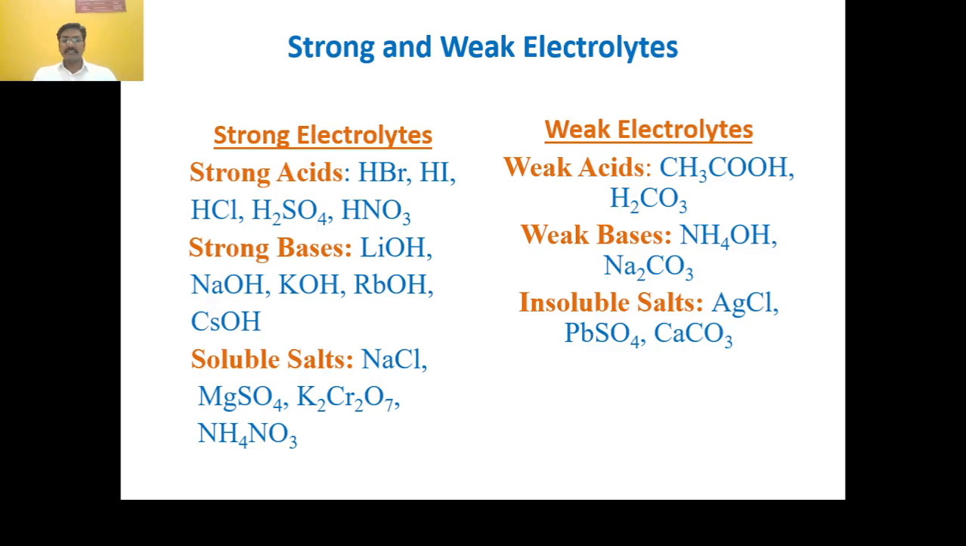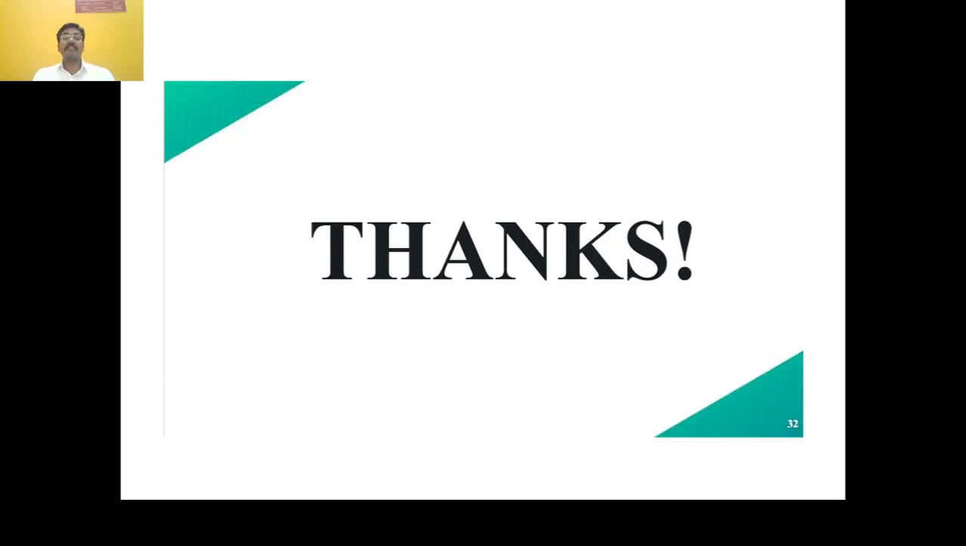Then what are the examples of weak electrolytes? Weak acids such as acetic acid and carbonic acid. Weak bases like ammonium hydroxide, sodium carbonate. Insoluble salts such as silver chloride, lead sulfate and calcium carbonate. Okay, these are the examples of strong and weak electrolytes.